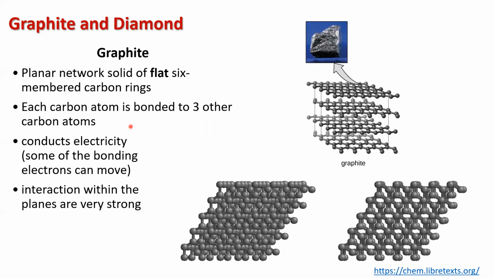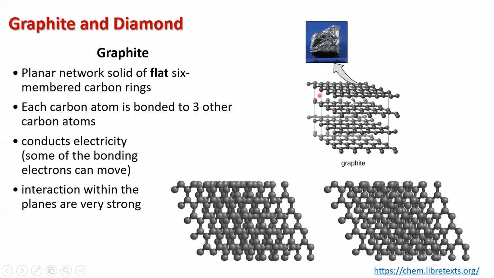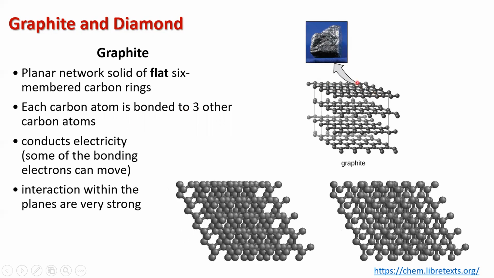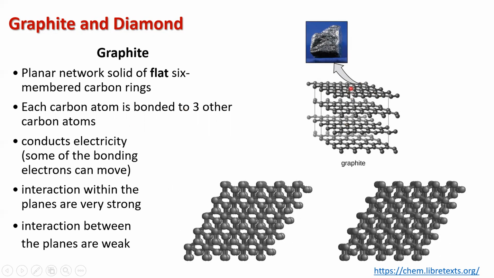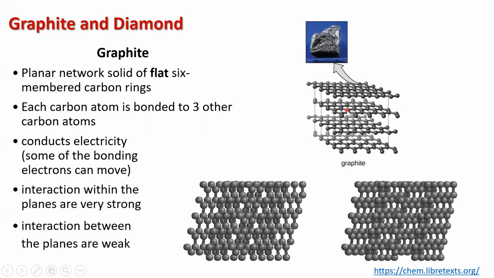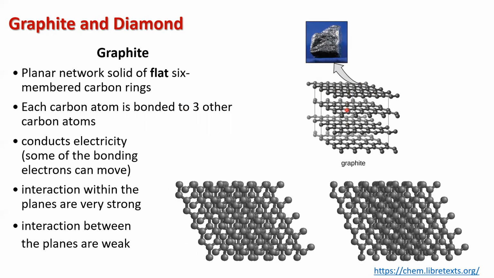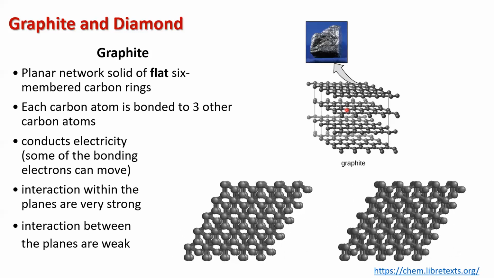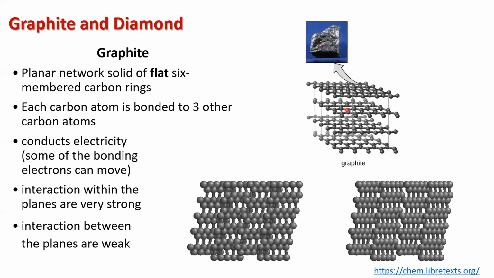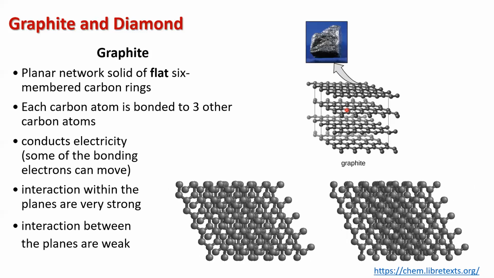And we've got two different things going on. We've got interactions within these planes, which are very strong. But then we've got interactions between the planes, which are weak. So if you look at a pencil, a pencil isn't made out of lead, even though they say it's made out of lead. The stuff that we write with out of a pencil is actually graphite. And it's just those planes that slide past each other as it writes on the paper.